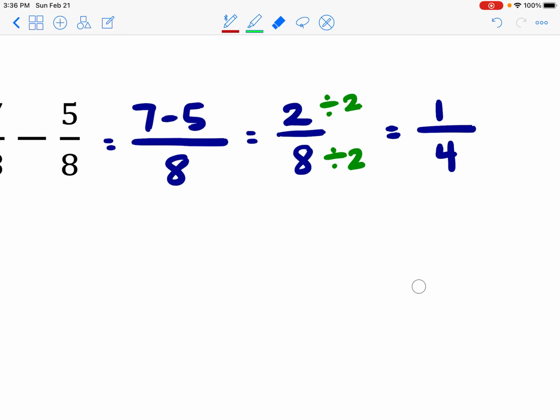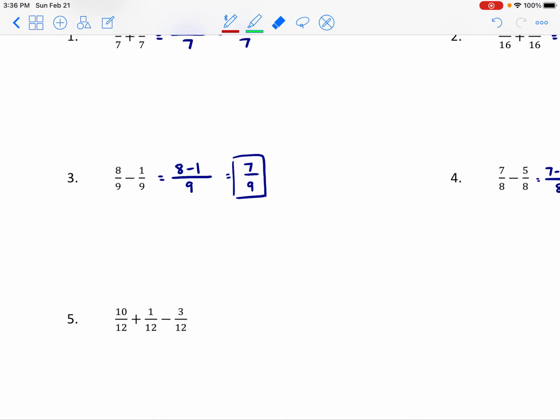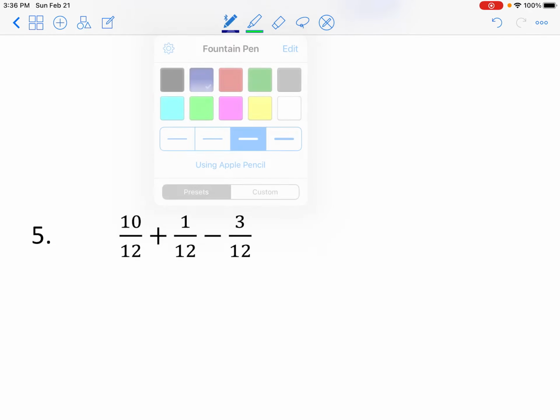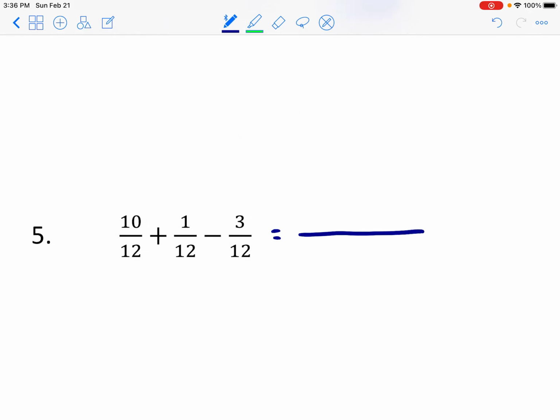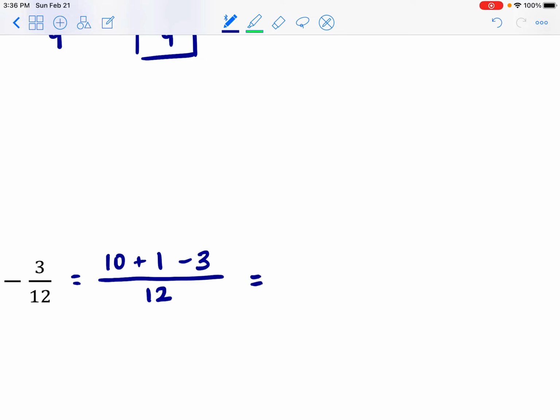Okay? And let's try this last one, where we have some addition and subtraction. This is fine. We're going to keep our one common denominator of 12, and then just perform these operations that they're asking us in the numerator. So we've got 10, and then we have a plus 1, and then we have a minus 3. So we're just going to go from left to right. 10 plus 1 is 11, and 11 minus 3 is going to be 8. So we end up with 8/12.